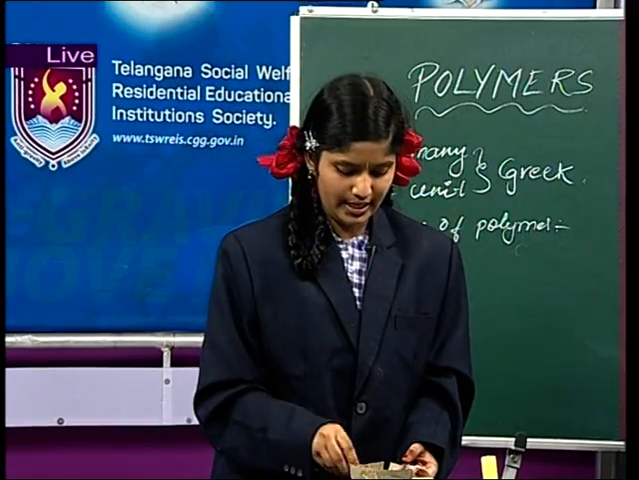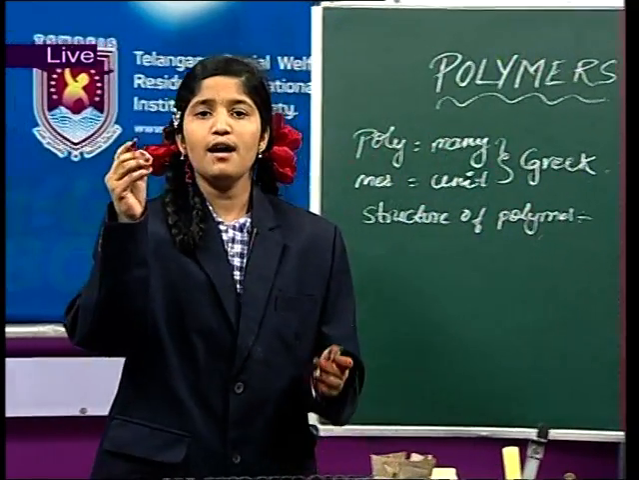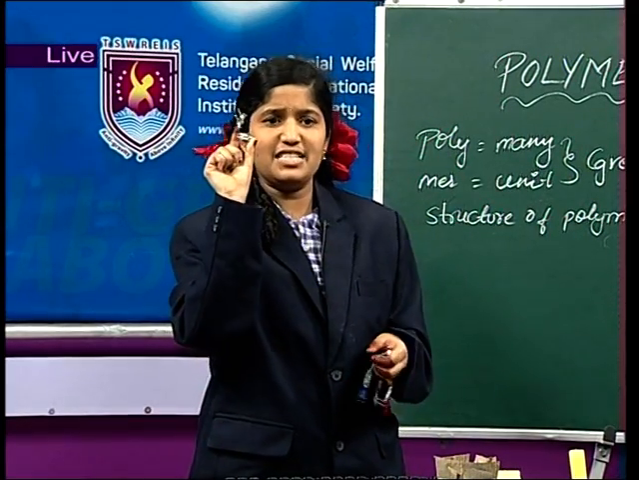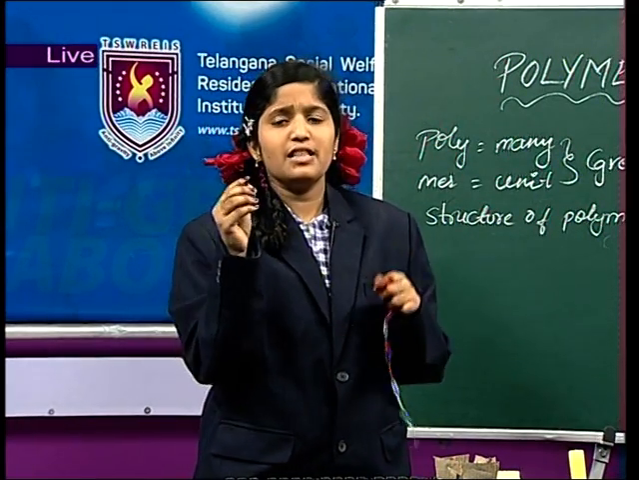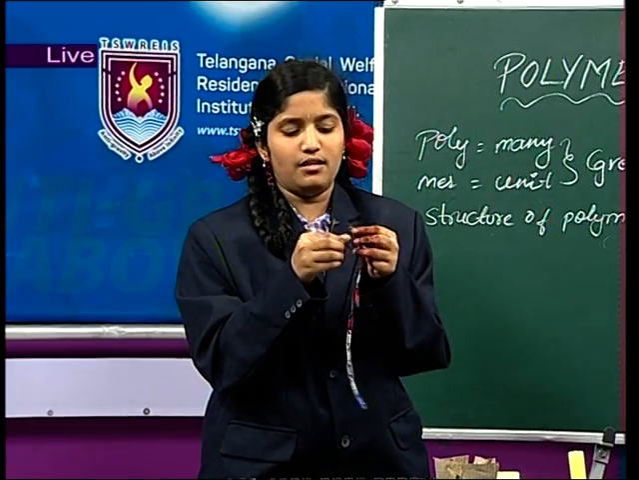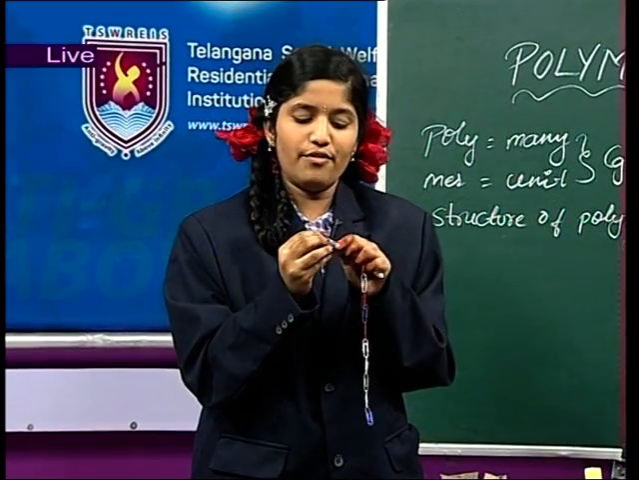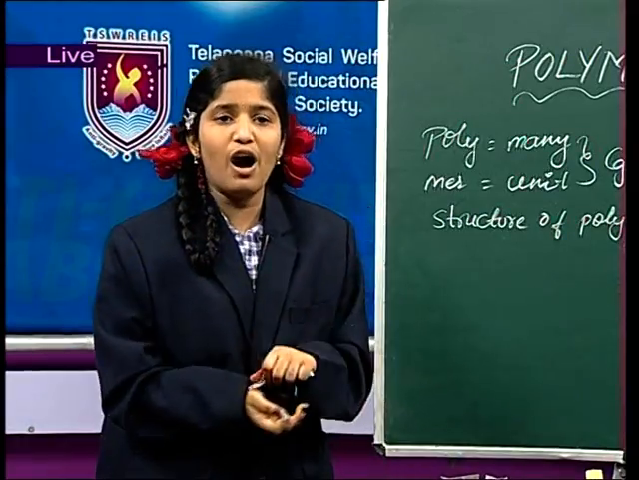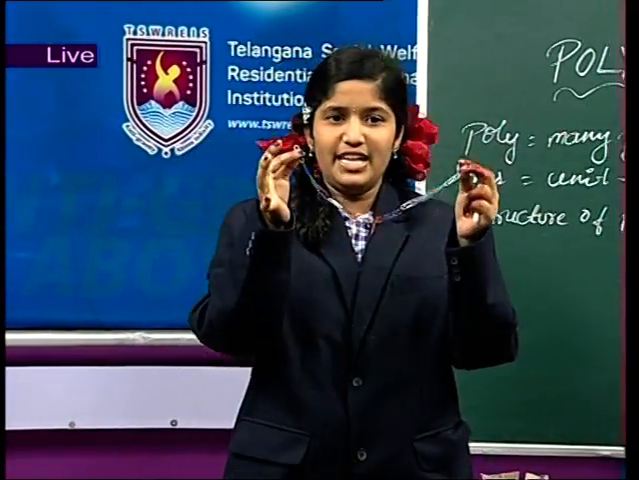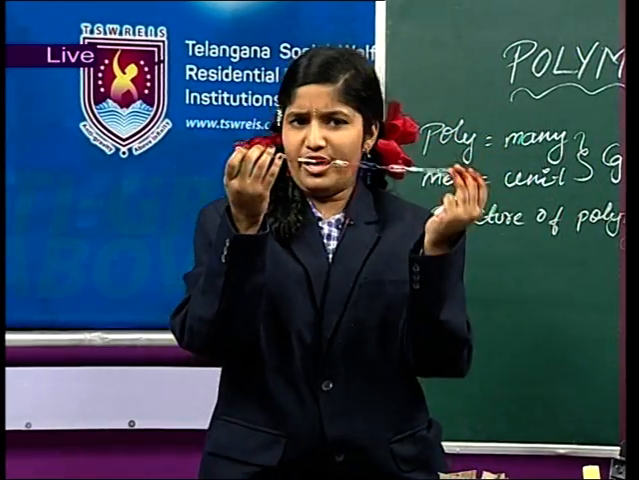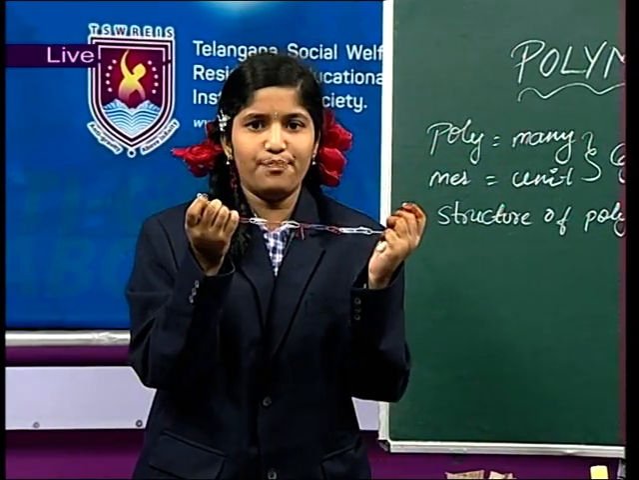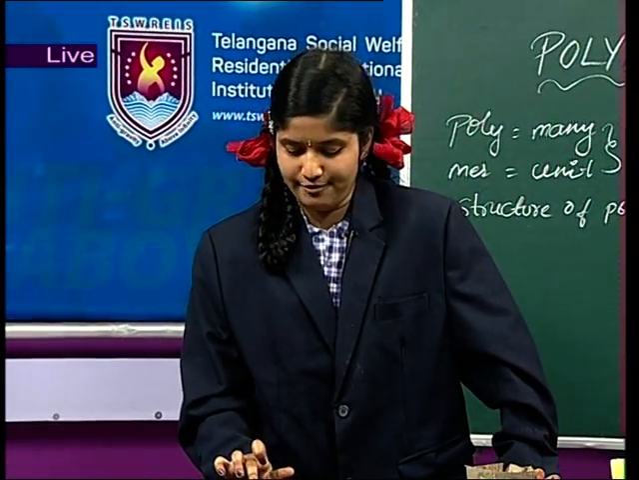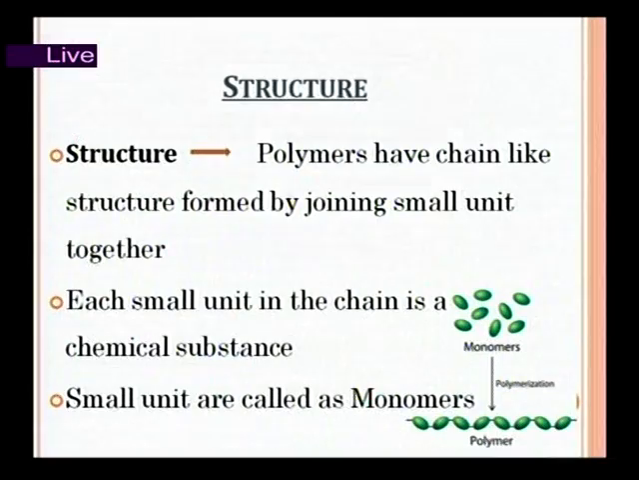So friends, see here, these are the monomers. These are the small units. We combine these small units with another monomer, and after that we get this chain-like structure. Okay friends, have you understood the structure of polymers? Next, observe carefully the structure of a polymer.